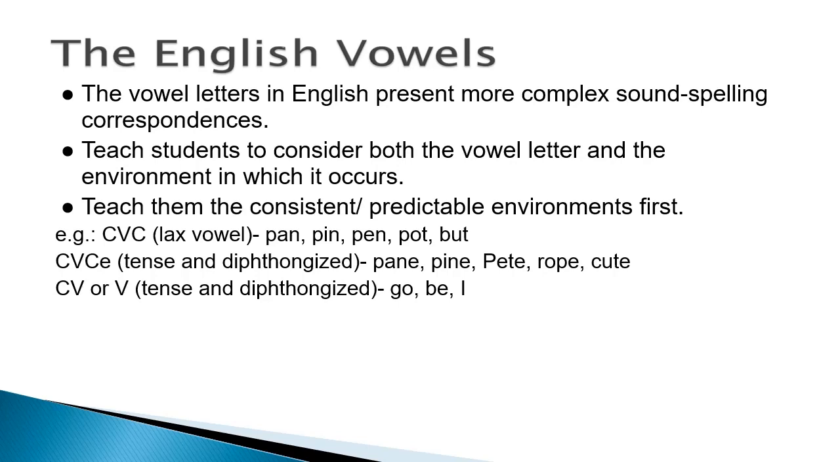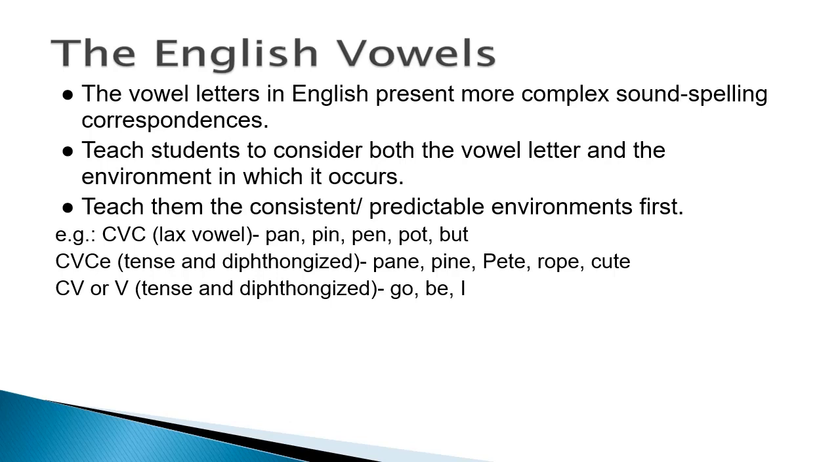Teach students to consider both the vowel letter and the environment in which it occurs. Teach them the consistent or predictable environments first. For example, consonant, vowel, consonant. Then you're going to have a lax vowel, like pen, pot, but.